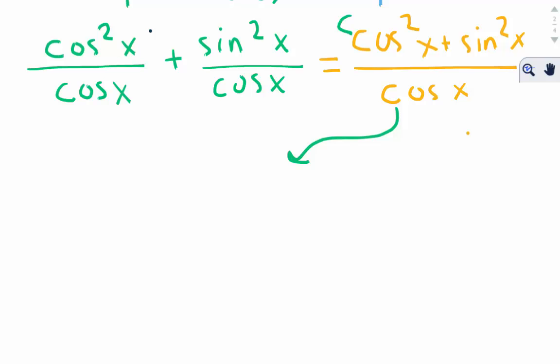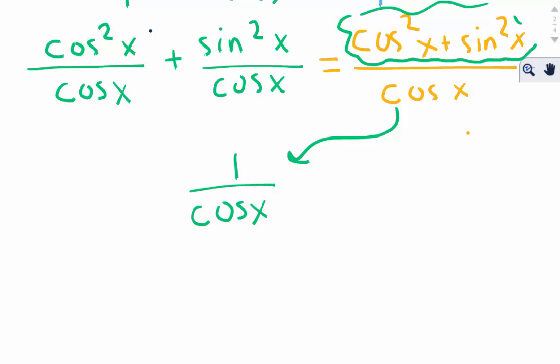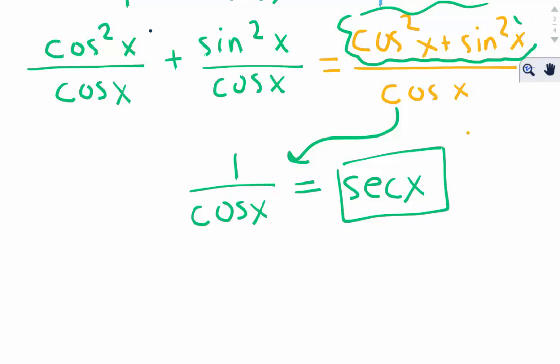Well, when I look at the numerator, cosine squared of x plus sine squared of x, that is a beautiful Pythagorean identity. It's just 1. And now my denominator is cosine of x. We know what this is. It is just secant of x. So this identity that looked really terrible and awful just became really simple.